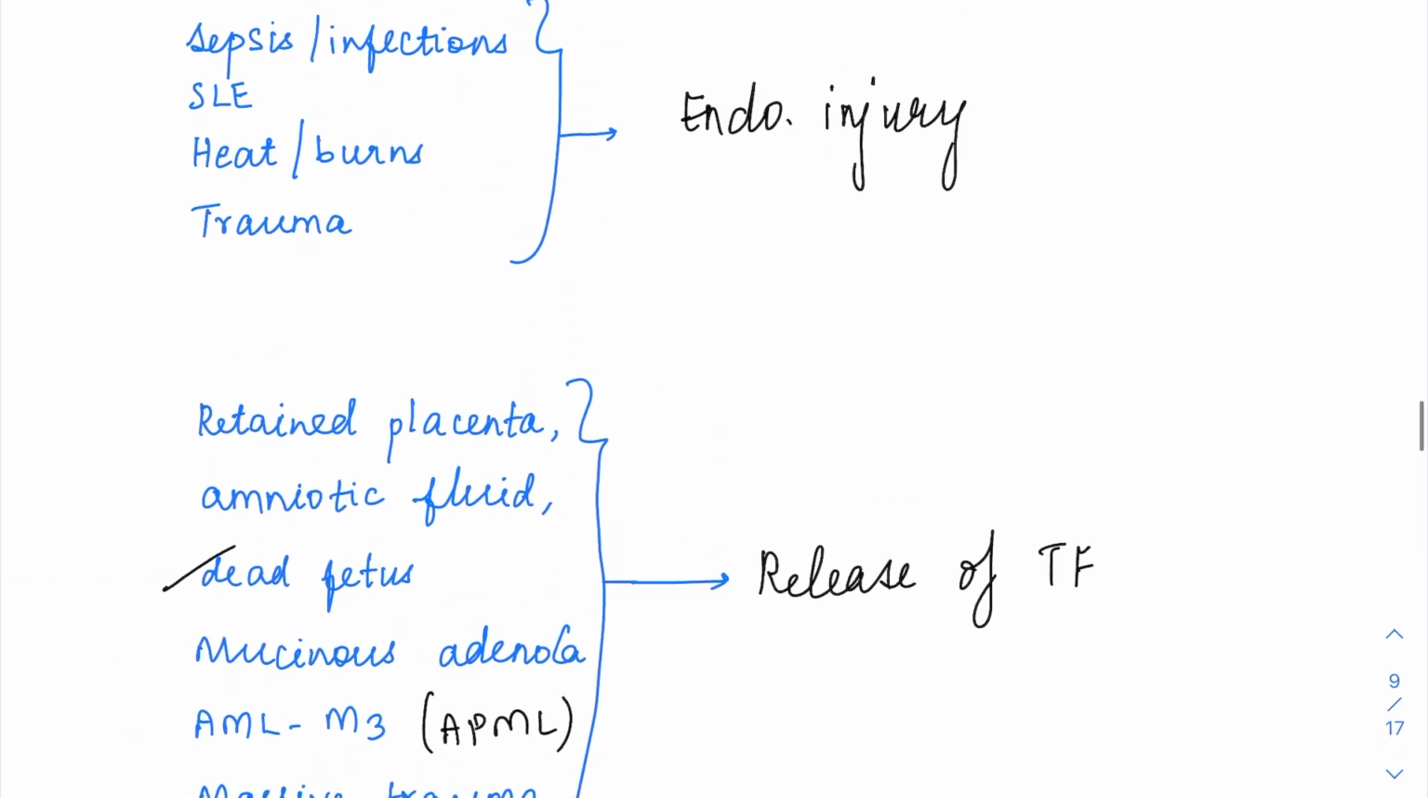So both endothelial injury and release of tissue factor are going to result in excess activation of the coagulation cascade, resulting in formation of multiple thrombi in small vessels, causing both infarcts, microangiopathic hemolytic anemia, and then consumptive coagulopathy leading to bleeding as well. Okay, this is the nutshell of DIC.